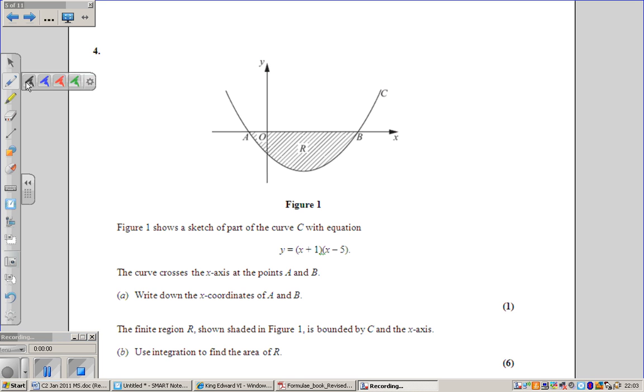Question 4. We've got a curve here, it's quadratic. The curve crosses the x-axis at the points A and B. Write down the x-coordinates of A and B. It's just one mark because it's already factorised, so it's really straightforward.